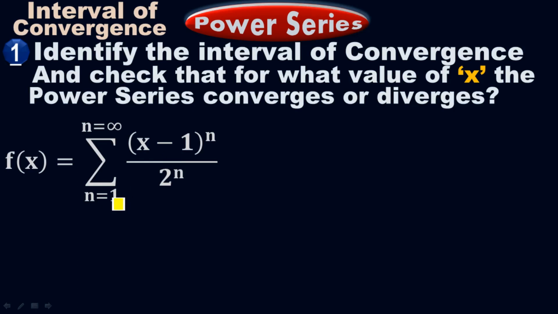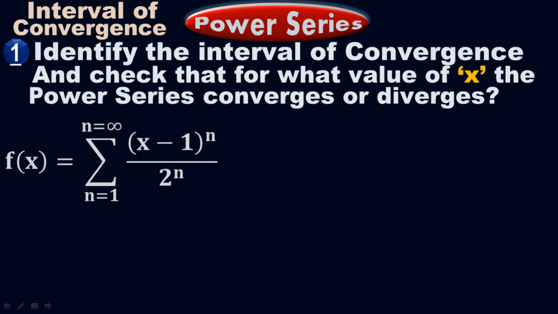Don't be confused here. If you are not comfortable with n equals 1, you can still put n equals 0 here. It is not an issue. Whether you put n equals 0 or n equals 1, it is absolutely right. It is not a big deal. It is up to you.